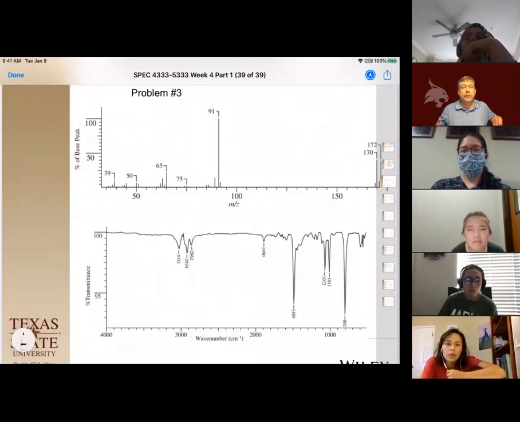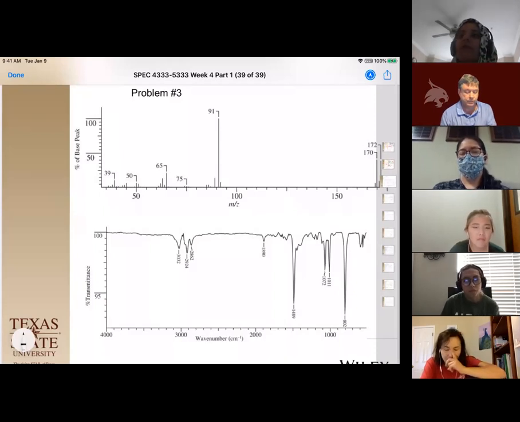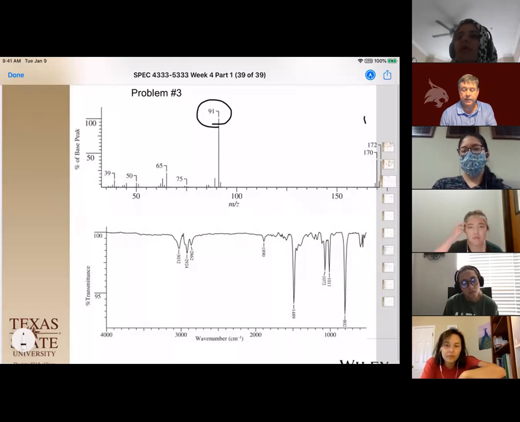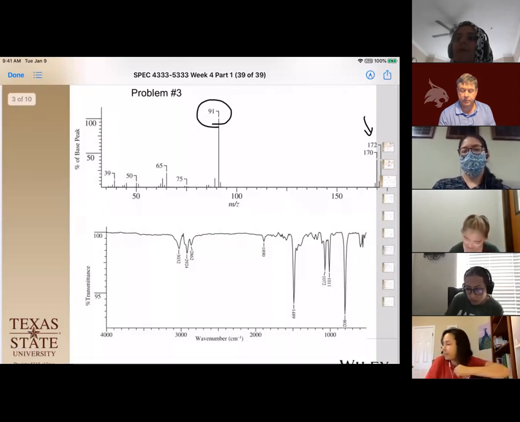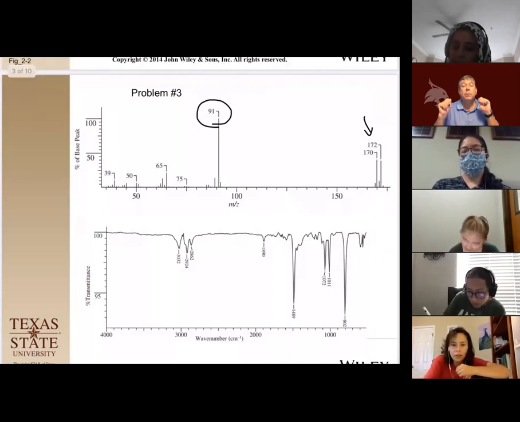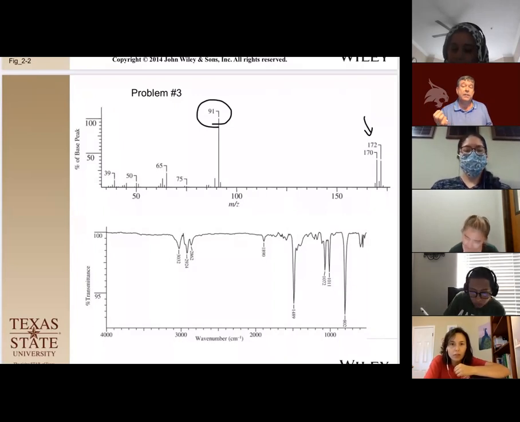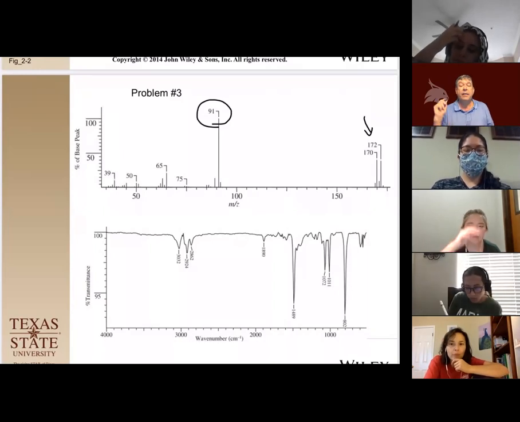There's two big things that should scream at us in the mass spec right now. The benzyl and the M+2. This or this? The 170 and 172 peak? There we go. Because we see those two peaks at 170 and 172, there's an M and an M+2, and they're almost equal height.